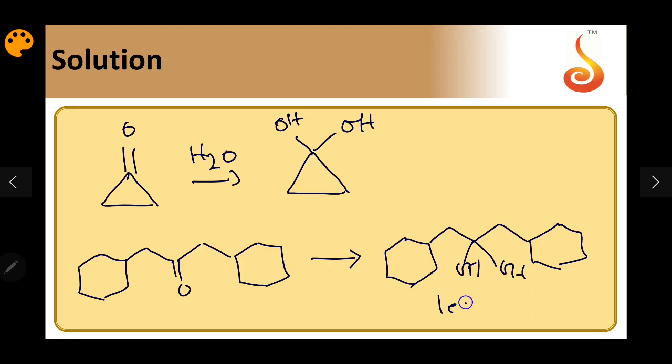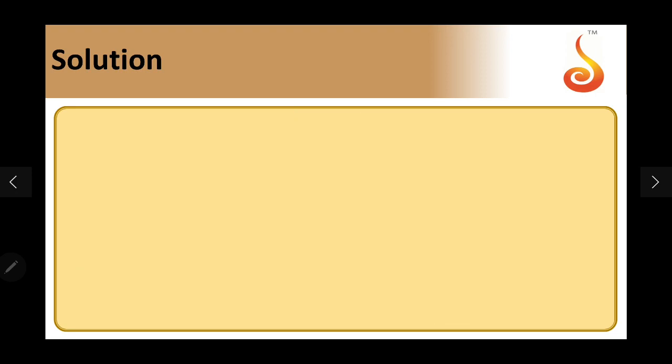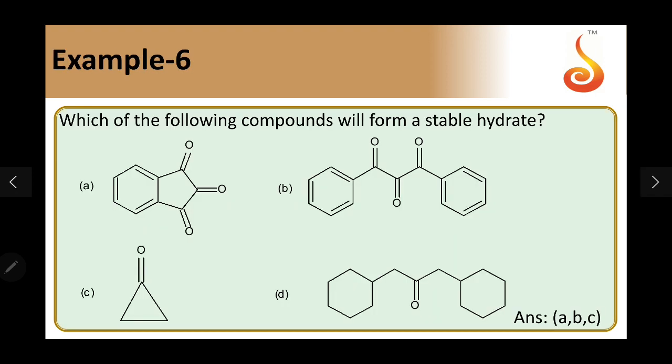This will be least stable, because there is no electron withdrawing group, there is no strain, so the gem diol is unstable, the keto form is more stable. So options A, B and C, all 3 will form stable hydrate. So the answer should be A, B and C. We'll go to the next question.